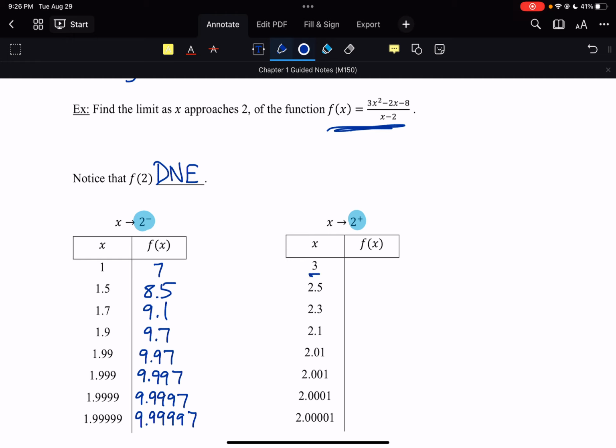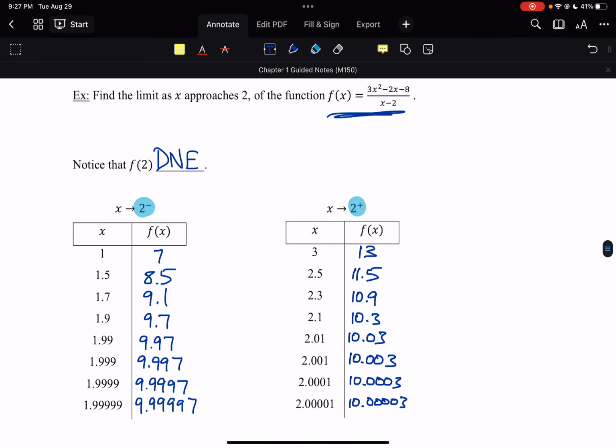If we were to take 3 and substitute that value into the function, we would get out 13. We're coming from the different side this time, so all the values are up a little bit higher. 2.5 gives us 11.5, 2.3 gives us 10.9, 2.1 gives us 10.3, 2.01 gives us 10.03, 2.001 gives us 10.003, 2.0001 gives us 10.0003, and 2.00001 gives us 10.00003.